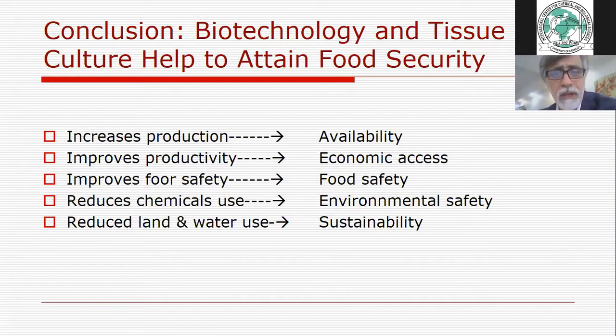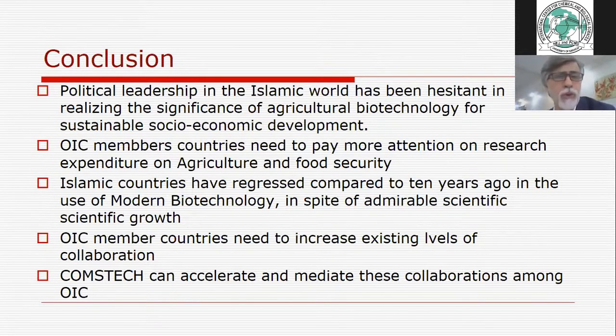Improves productivity, therefore people have better economic access because then you have higher productivity, food becomes cheaper. Improves food safety, therefore the food safety element of the food security is also there. Reduces chemical uses, therefore environmental safety is also guaranteed. And reduced land and water use, therefore sustainability is guaranteed. As conclusion, I have to continue stating that political leadership in the Islamic world has been hesitant in realizing the significance of agriculture biotechnology for sustainable socioeconomic development.